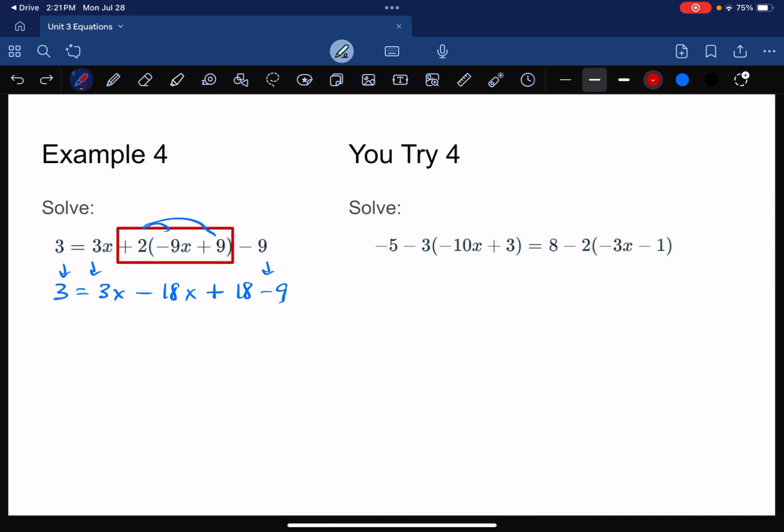Okay? Now then, look at what's the same on each side. Well, here's a 3x and a negative 18x. And here's a positive 18 and a negative 9. So nothing different over here on the left. The 3 just continues down. 3 good, 18 bad means 15 bad guys. 18 good, 9 bad means 9 good guys.